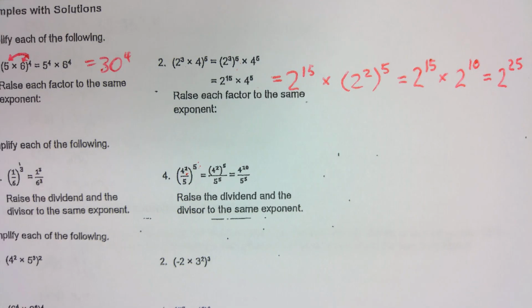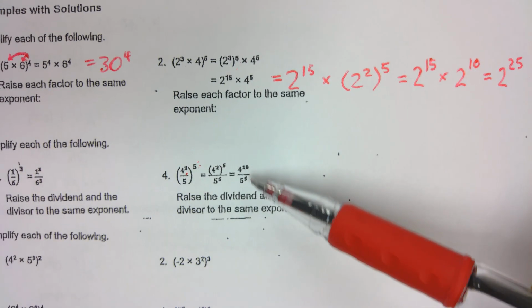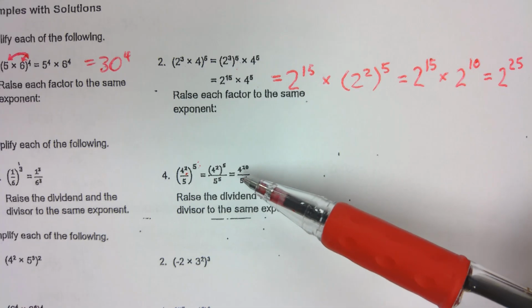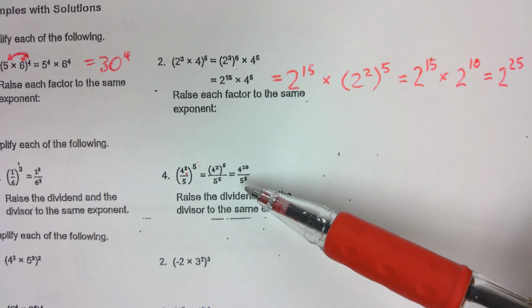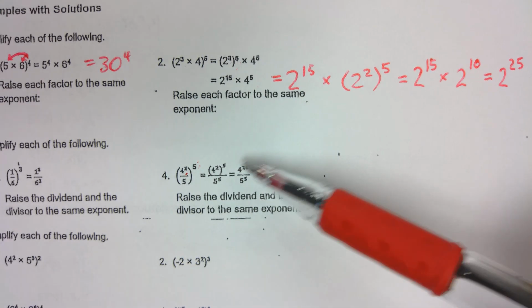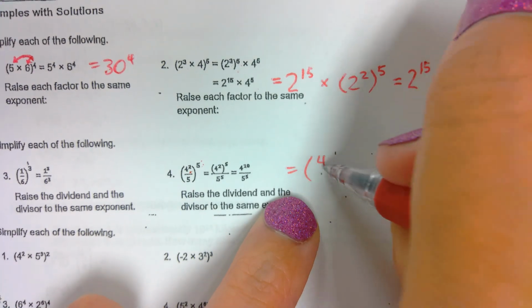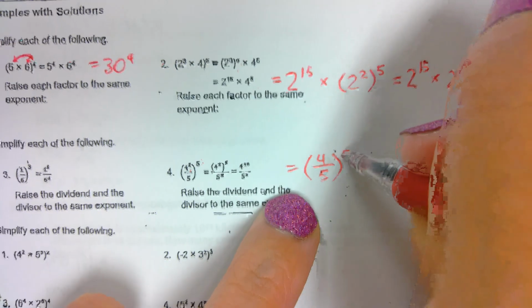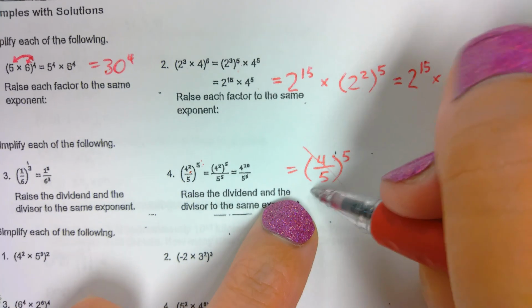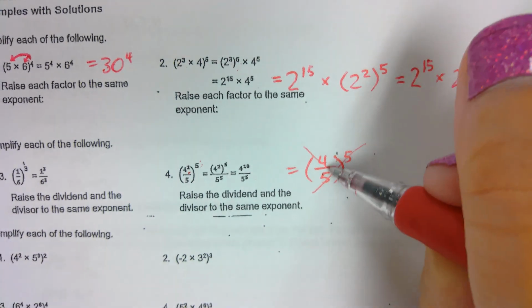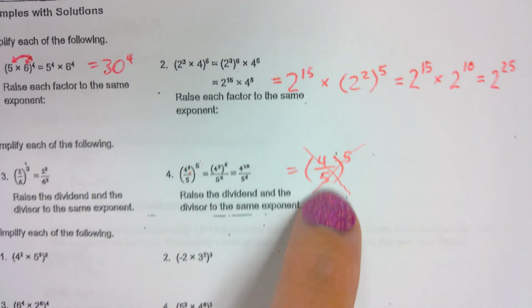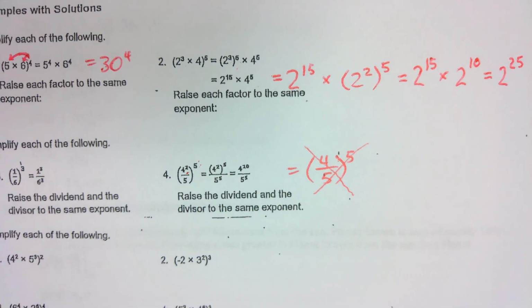Okay. Can I simplify this any further? No. All right, because my base here is 4, my base here is 5. There's nothing common. I leave it like this. I cannot suddenly subtract the exponents. Okay, so I cannot simplify it to something like this. I've seen people do that.